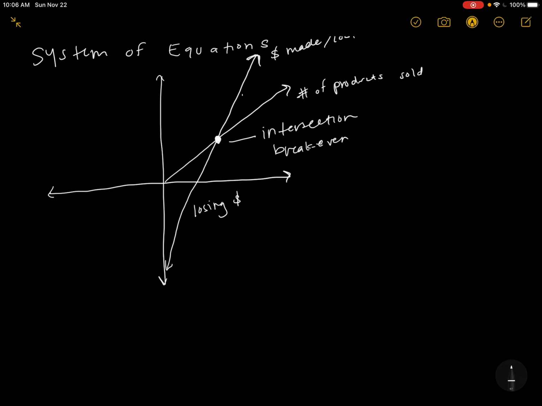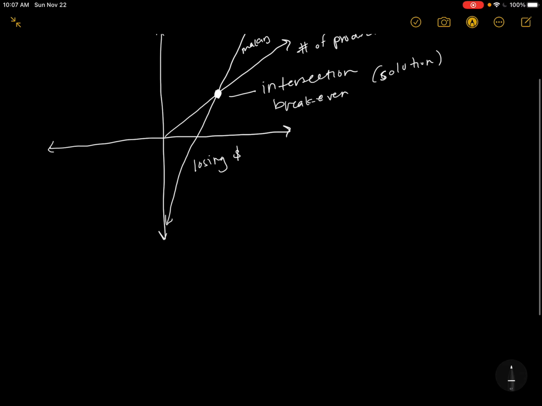And then above that break-even point is where you start making money. So this is just a real-life example of a system of equations. You have two equations, two lines, and we want to find the point where they intersect. Okay, so this is the solution. When we are solving a system of equations, we're trying to find that intersection point.